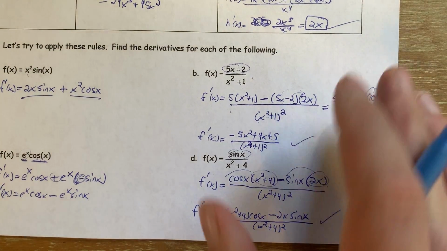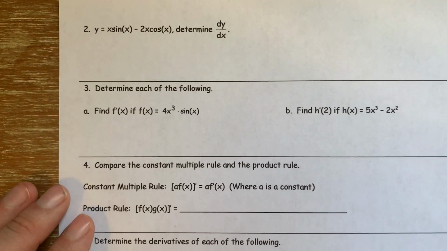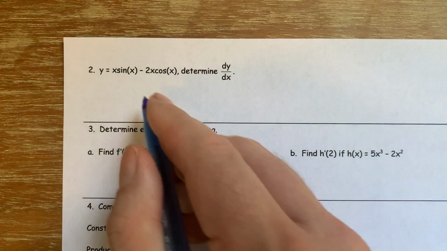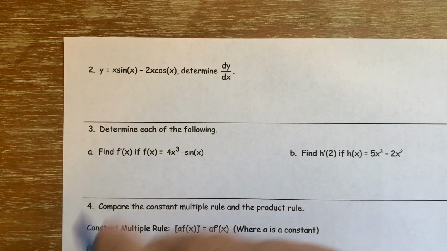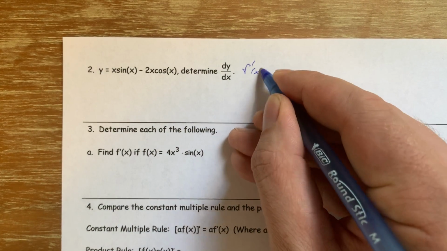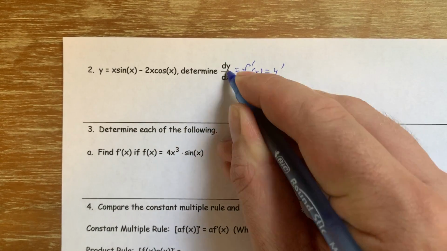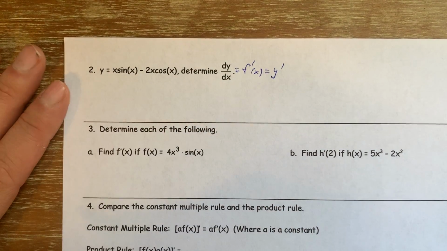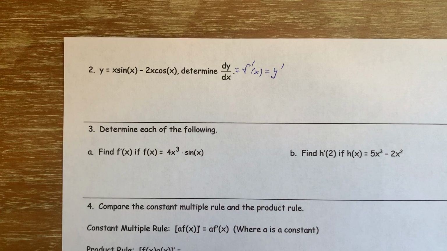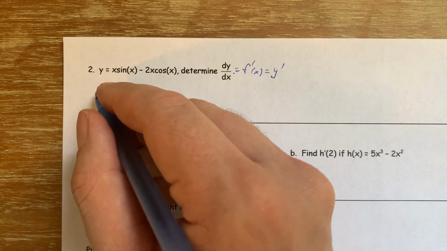Okay, let's do some more things. Let's see how you guys can do this. It says y equals this guy, determine dy/dx. dy/dx is another way of saying f prime of x or y prime. These are the three ways we show the derivative formula. So what is the derivative of this? Well, hopefully you were able to do it, but if not, let's look at it.